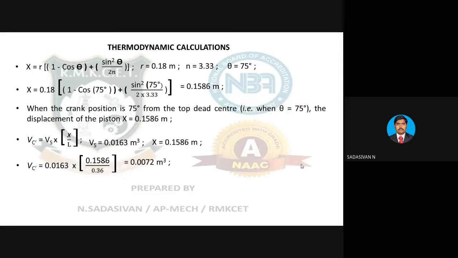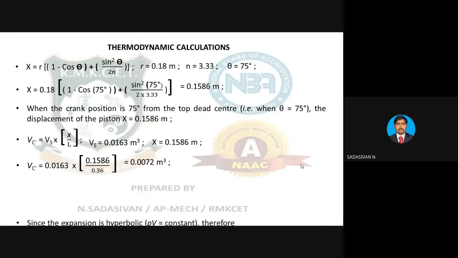I hope you understand this. Out of a total stroke length of, let us say, 360 millimeter, I have moved 158 millimeter. So I am going to find 158 by 360, some ratio, some 50%. Multiply that 50% with the swept volume, and we will get the C dash volume.